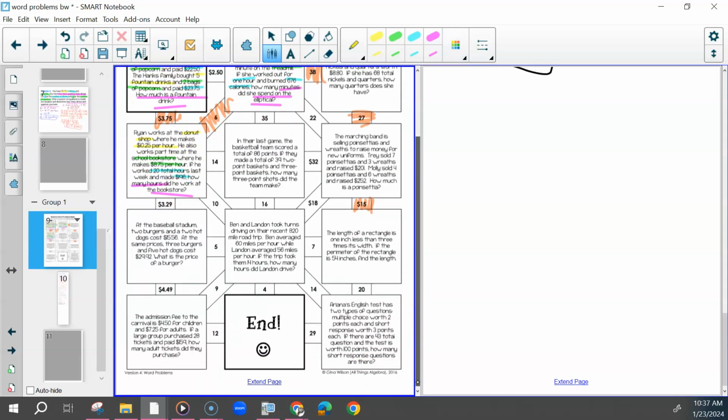Alright, so let's read. The length of a rectangle is 1 inch less than 3 times its width. If the perimeter of the rectangle is 54 inches, find the length. These are problems that should be familiar because we did this before. Again, we didn't call it solving systems of equations, but we were basically doing substitution.